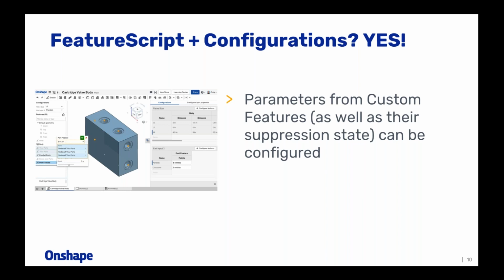Another example, like the screenshot that you see there on the left, a port block. There's a custom port feature available publicly, and you can build your own configurable port block based on that port feature and configurations. So just realize you can combine FeatureScript and configurations, and you can control your custom feature parameters via configurations in a very easy to use way.